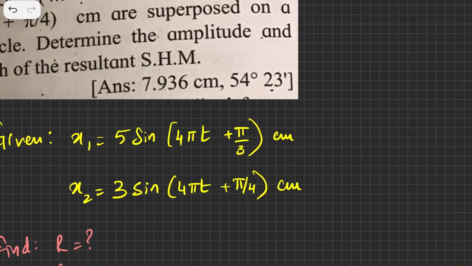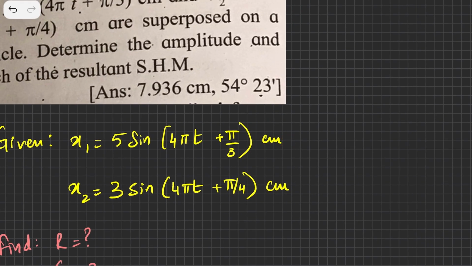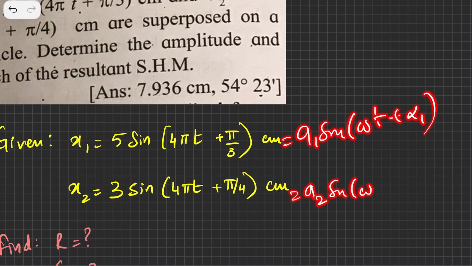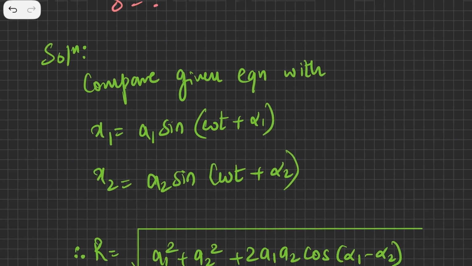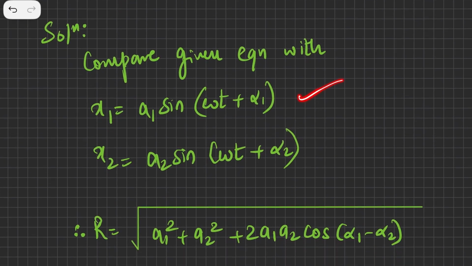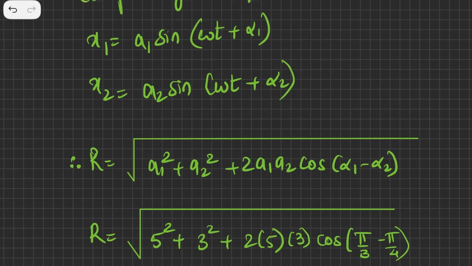So what we are going to do is compare the first equation with a1 sine(omega t plus alpha 1), and the second I will compare with a2 sine(omega t plus alpha 2). So I'll get a1 is equal to 5, alpha 1 is equal to pi by 3, a2 is equal to 3, and alpha 2 is equal to pi by 4. I've just written over there, comparing the given equations with x1 and x2, that is what I get.